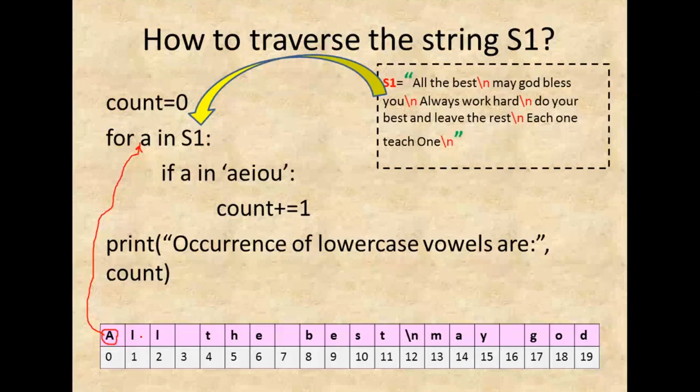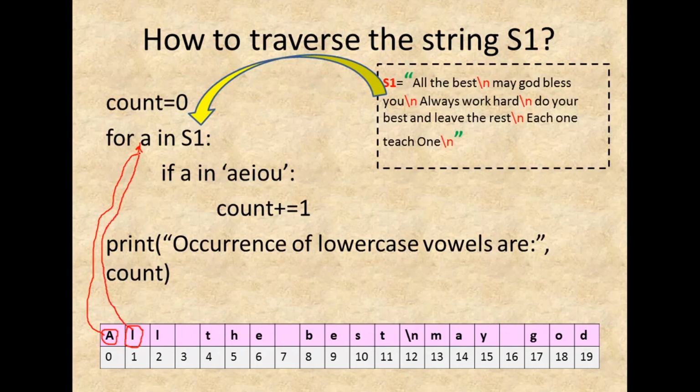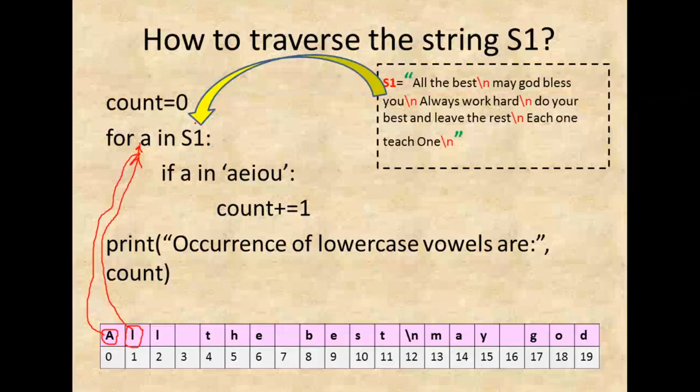Now it will take the next character, that is L, small l. Now it will place this letter again in the variable A. So this is how every time when you put this entire string in this for loop, it will take one character from the string at a time, and then it will compare it with A.